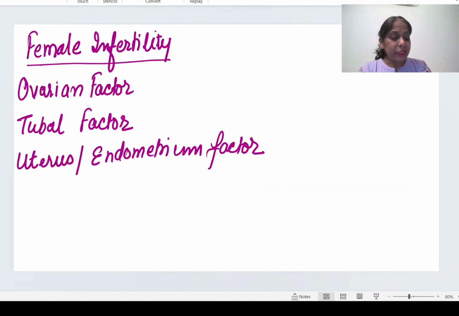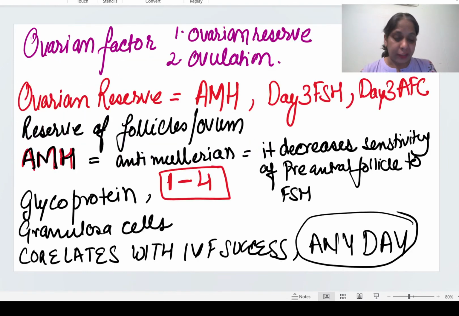Okay, now let us discuss. That's all about male infertility. Only azoospermia is important and the WHO criteria was important. For that I have given you the mnemonic 15 and 4. Now female infertility. The problem in the female can be at the level of ovaries, the problem can be at the level of tubes, and the problem can be at the level of uterus or endometrium. When it is at the level of the ovary, it is known as ovarian factor. Let's discuss the ovarian factor first.